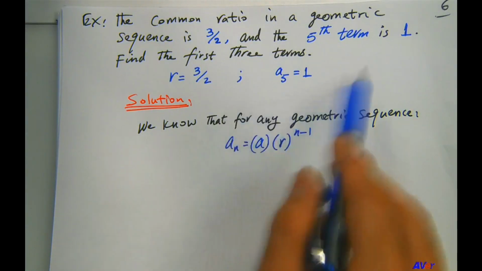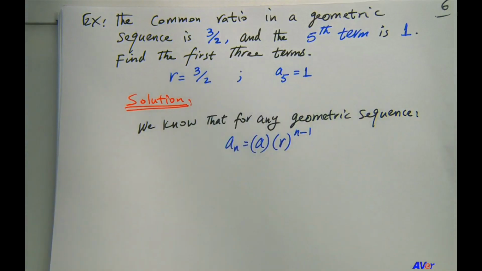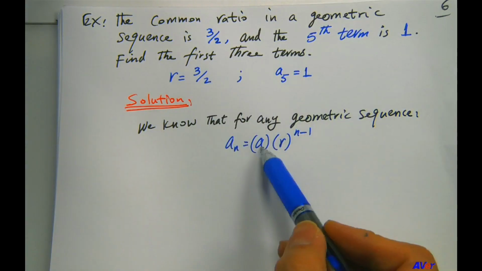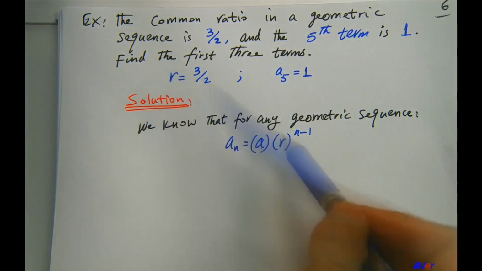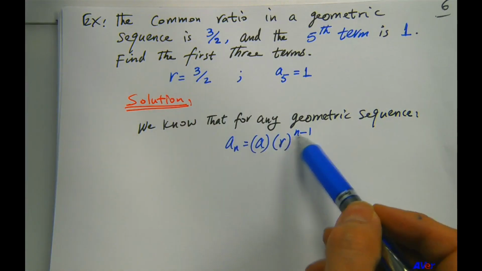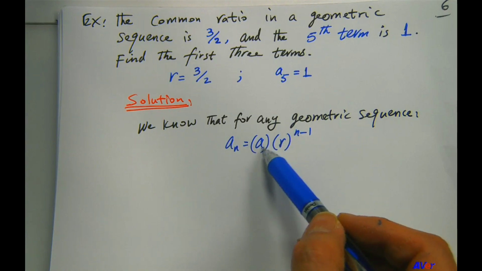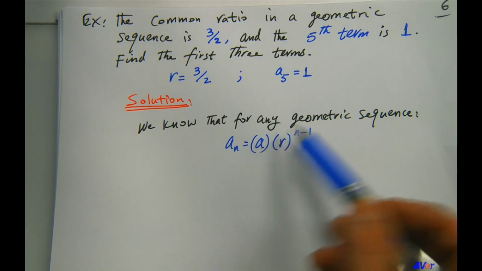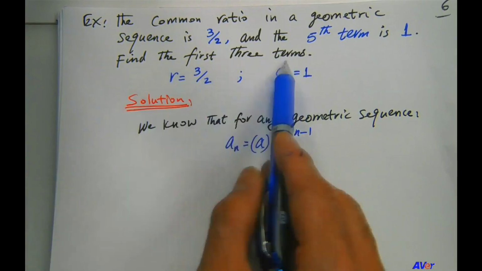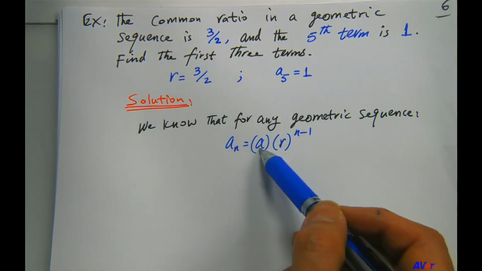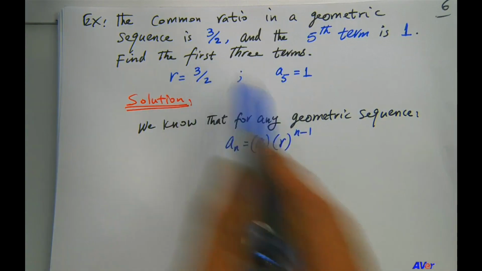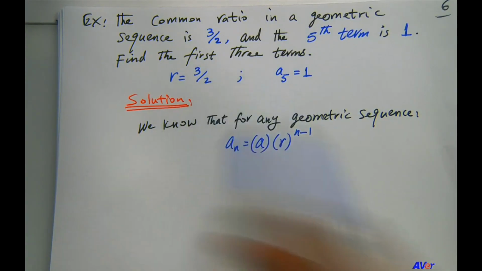So we know that for any geometric sequence, we have this formula. AN is equal to A times R to the n minus 1 power, right? So to find the first 3 terms, we need to know the first term, right? We have the common ratio, and for the first term, n would be 1, second term, n would be 2, and 3 for the third term, so that's not an issue. But what about the first term? We don't have the first term yet. So first thing we need to do before finding the first 3 terms is find this first term. Then we can talk about A1, A2, and A3.